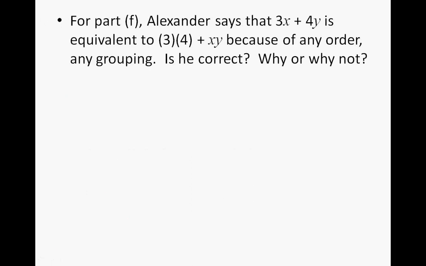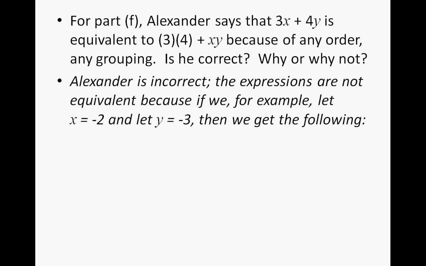For part F, Alexander says that 3x plus 4y is equivalent to 3 times 4 plus x times y because of any order, any grouping. Is he correct? Why or why not? Well, he's incorrect because the expressions are not equivalent. Because if, for example, we let x equals -2 and y equals -3, we would get the following.